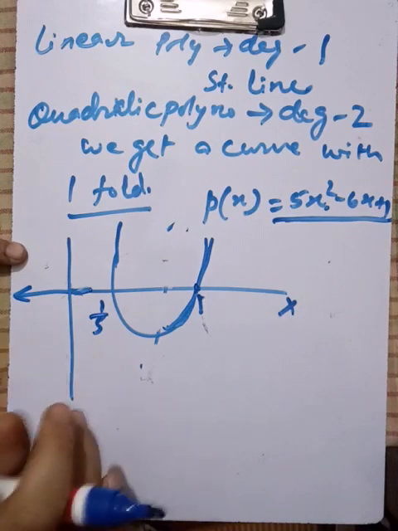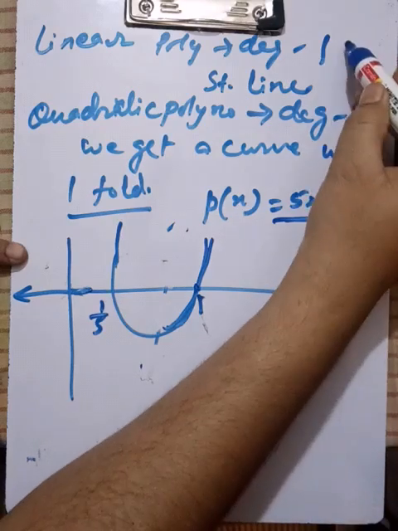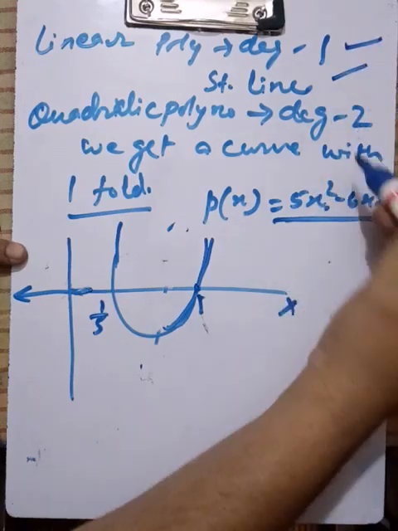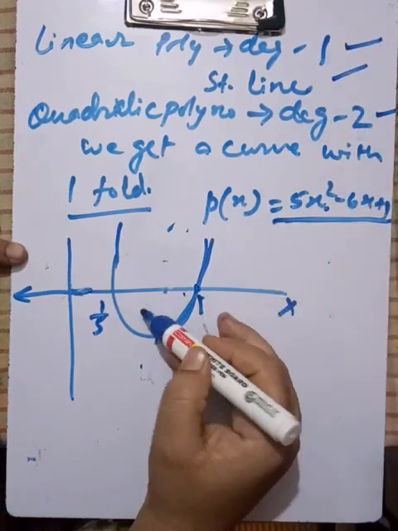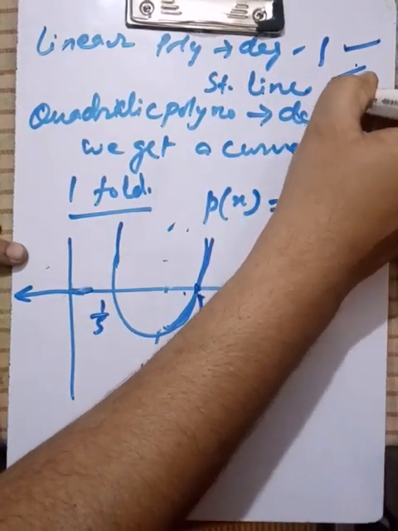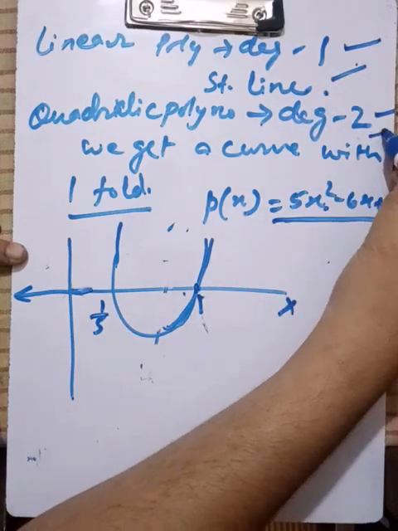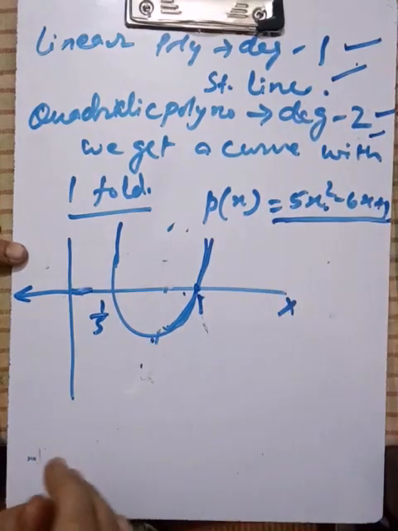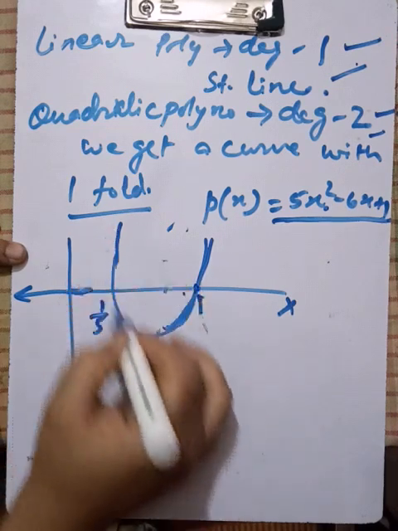What I was telling you first: if the degree is 1, then 1 zero. If the degree is 2, then 2 zeros. If the degree is 1, there is no fold, meaning 0 folds. If the degree is 2, there is only one fold. So whatever the degree is, we get one fold less.